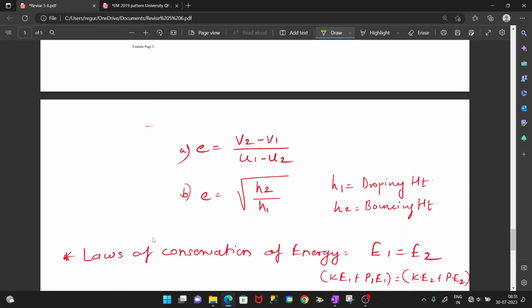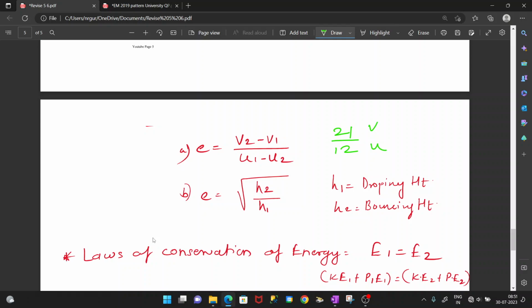This is basically based on the momentum of the body, momentum before impact and after impact. So based on that, that formula is there. We can have that formula in this form also: v2 minus v1 divided by u1 minus u2, here it is always v, here it is always u. This can be a trick if you particularly want to memorize this formula.